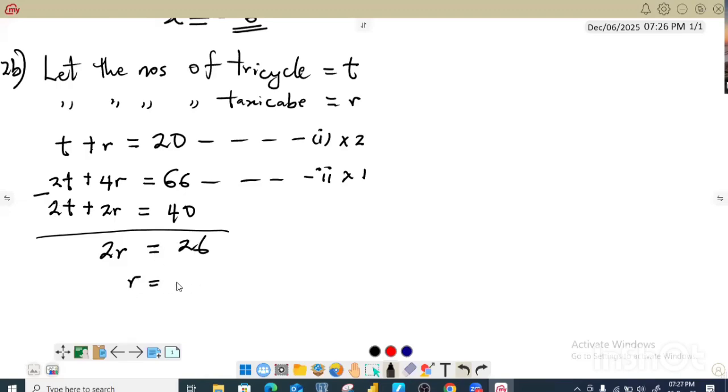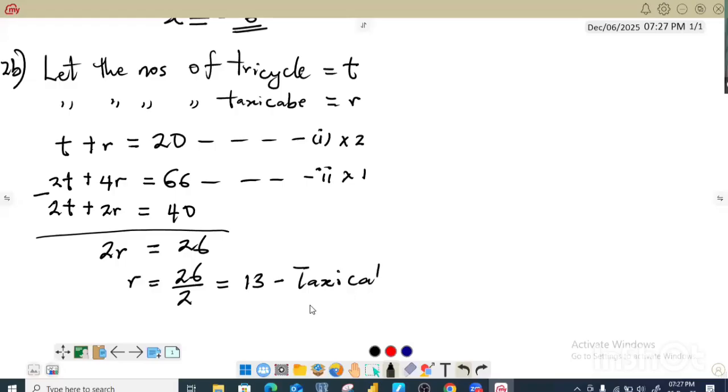R will be equal to 26 over 2, and that will be 13. That's 13 taxi cabs. Is that what they ask us to find? How many tricycles does the company have? Oh, that is taxi cab, sorry. R is for taxi cab. Now, tricycle is T.